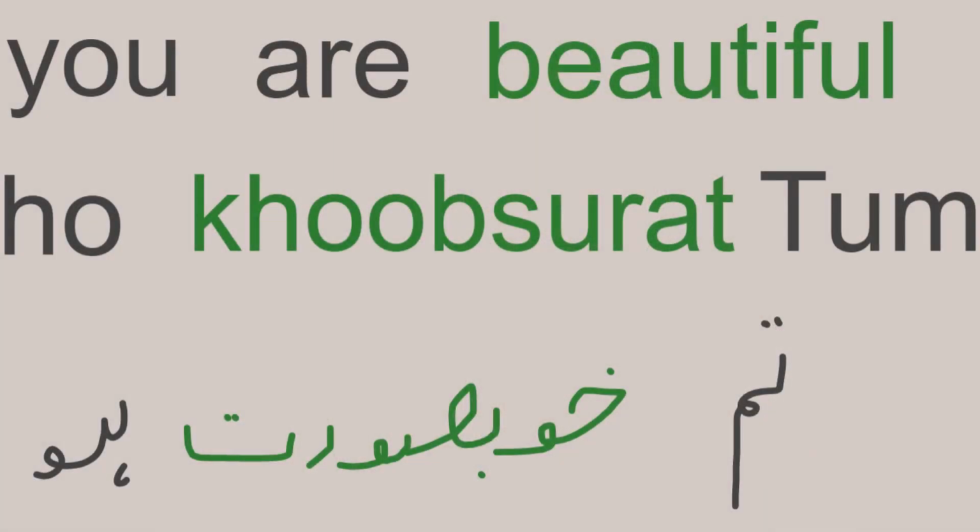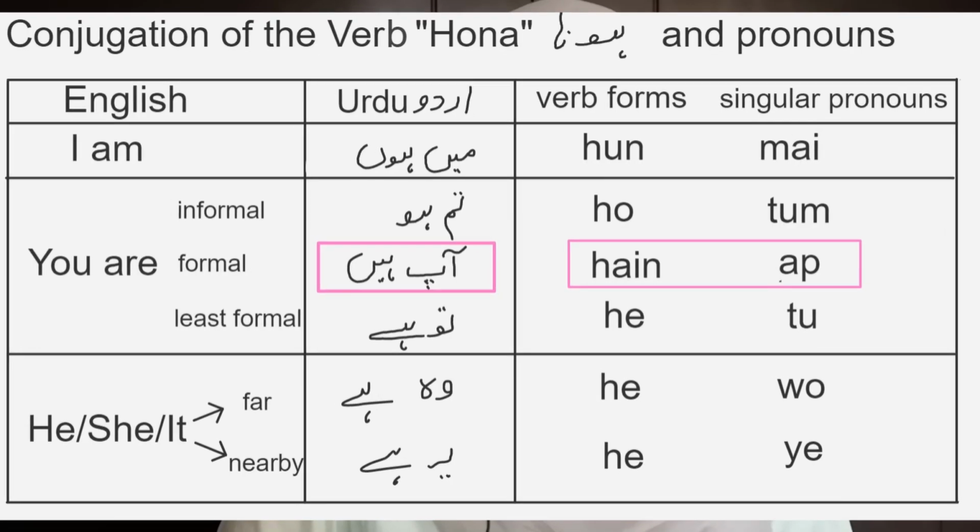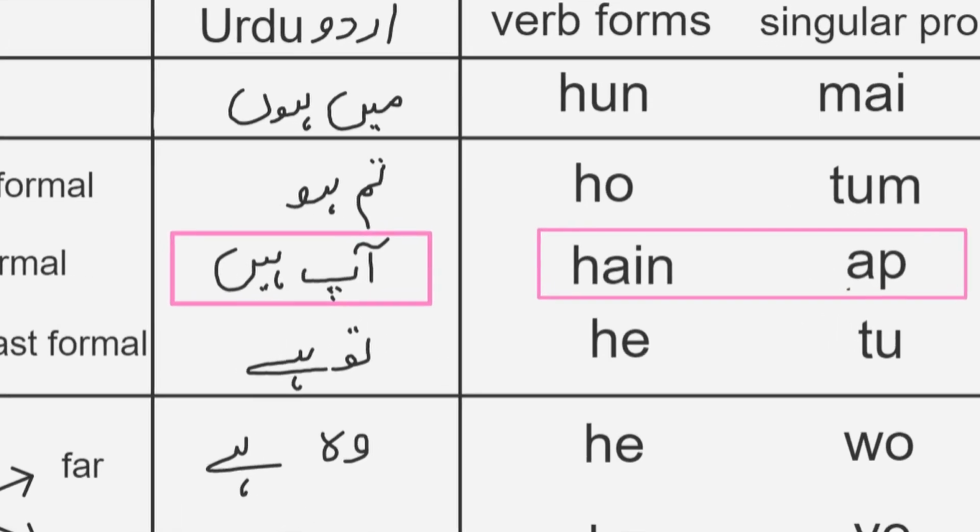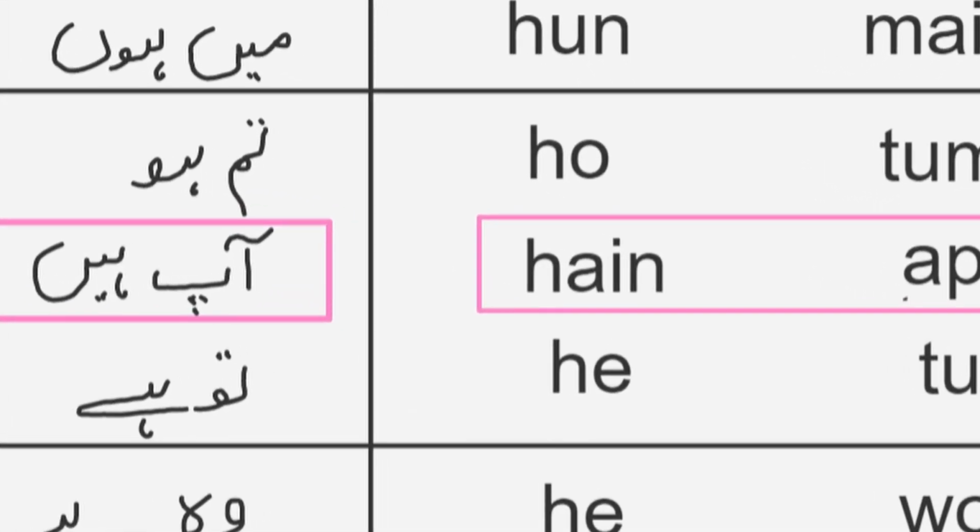Now you want to say you are beautiful. How are you going to say that? Tum khubsurat ho. You are beautiful. Okay, let's look at the second you, which is aap hai. Aap hai. The n in hai is not really pronounced as an end sound. It is a nasal sound. In Urdu, we have noon ghunna for that, but in English, there's no such letter.